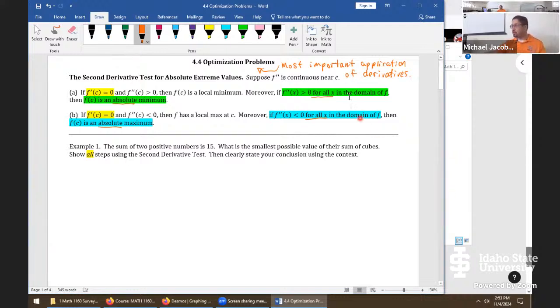Any questions, folks, with those 2 tweaks that are highlighted? Okay, well, here's how this problem starts.